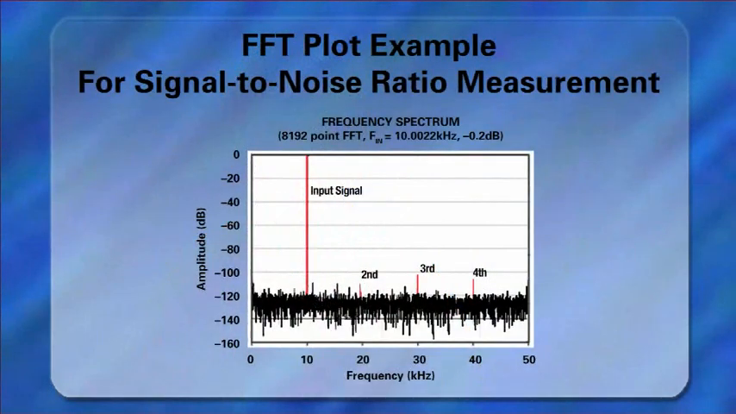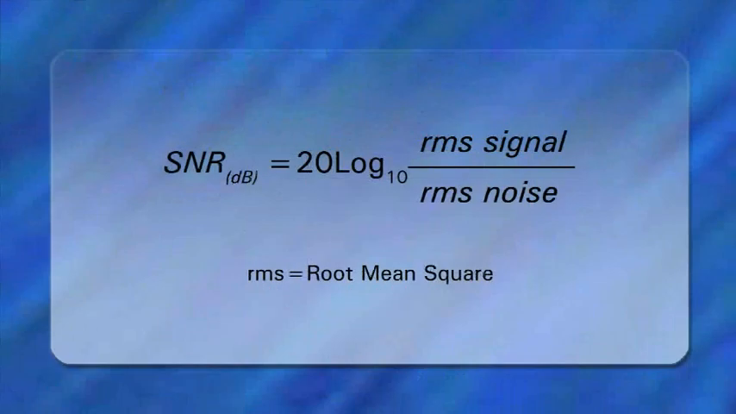THD is a critical specification for audio, communications, and geophysical applications. For the signal-to-noise ratio measurement, all of the energy in the remaining bins is integrated and compared to the fundamental signal level. SNR is a calculated RMS value that represents the ratio of RMS AC signal to RMS noise power, all below 1/2 of the sampling frequency. Now remember, this calculation excludes harmonic signals and DC.